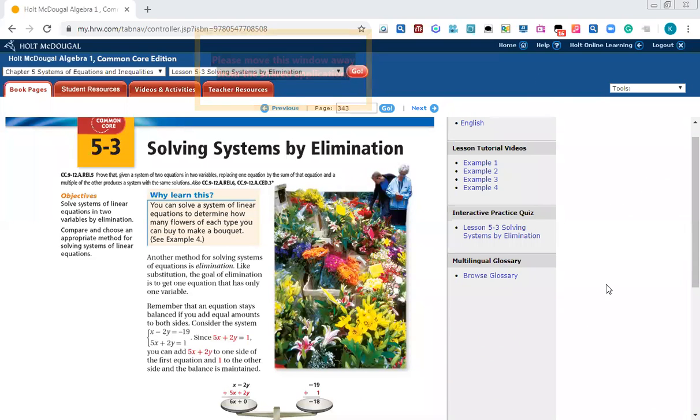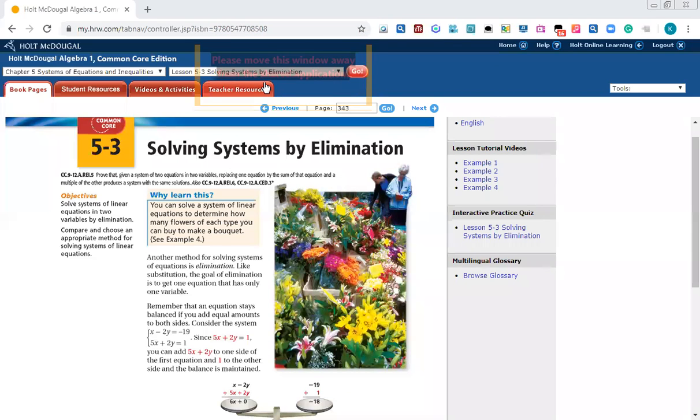Do you have any question about solving systems by substitution? Chapter 5, lesson 3. Any question? Teacher, any question? No. Okay, mashallah, okay.